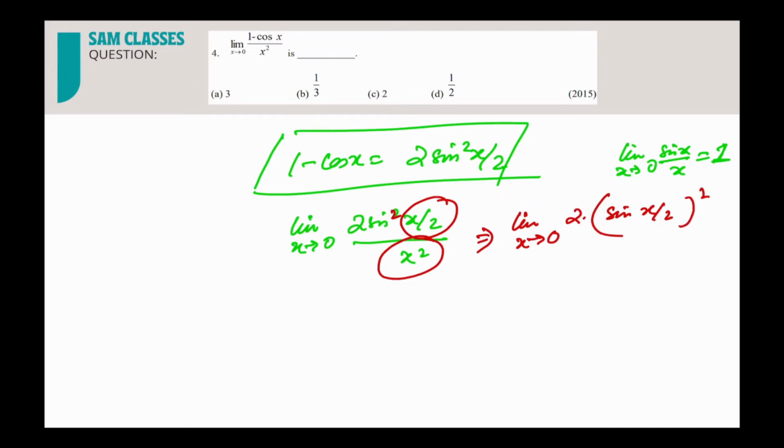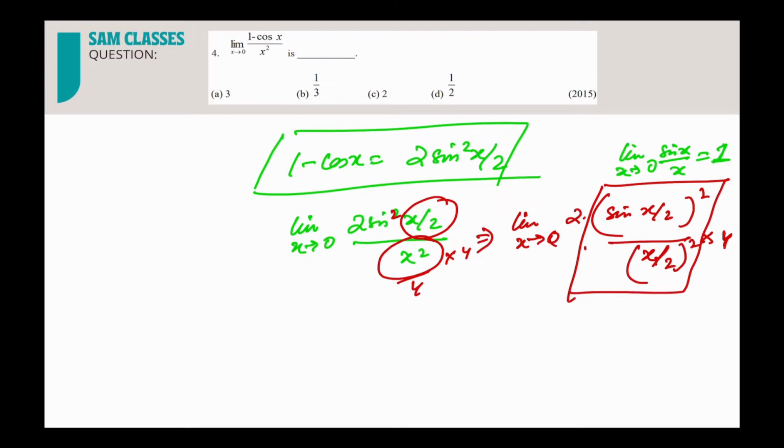Okay. So I need the same thing. So I already have x square. So what I can do, I divided the whole thing by 2 and then I squared it up. So when I divided by 2 and squared it up, I basically brought a 4 here. So I have to multiply by 4 here. Correct. So now this whole part, if you see, is limit x tends to 0, sine 0 by 0. Correct. So this whole became 1. So 2 into 1 by 4, that is equal to half. So the answer will be half.